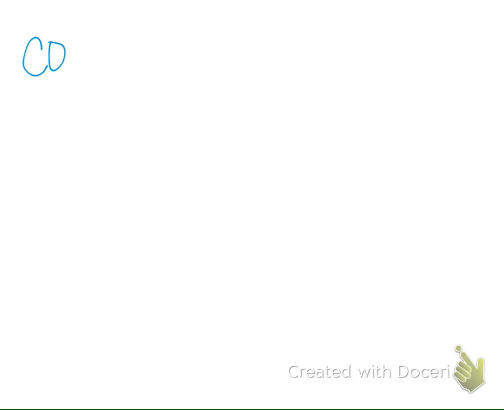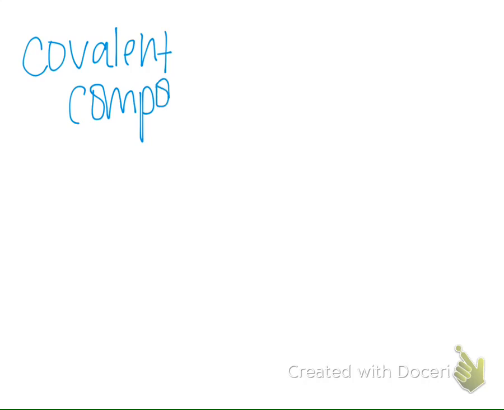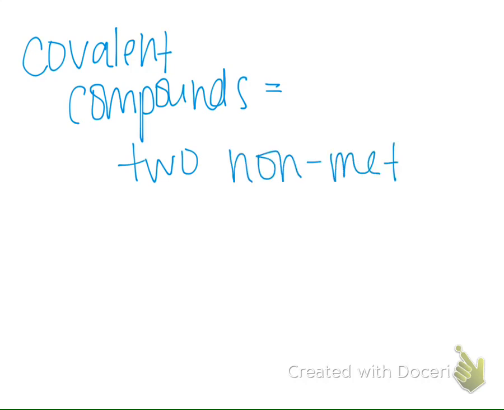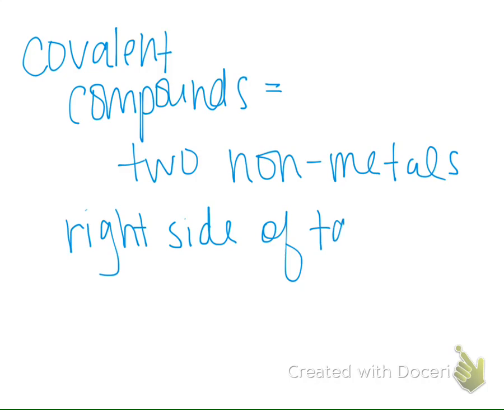So covalent compounds are between two nonmetals. So that means all the portions of it, or all the elements of it, are from the right side of the periodic table. And we also include in that hydrogen, okay? Since hydrogen can float to the right side of the periodic table, we include hydrogen in these covalent bonds, or covalent compounds.